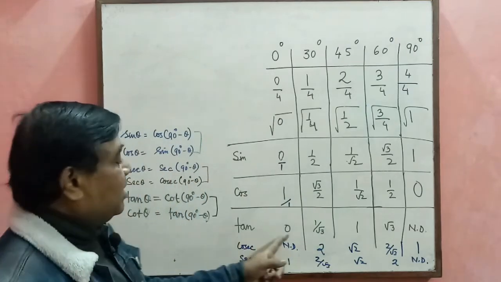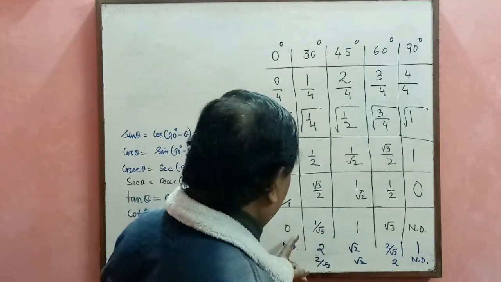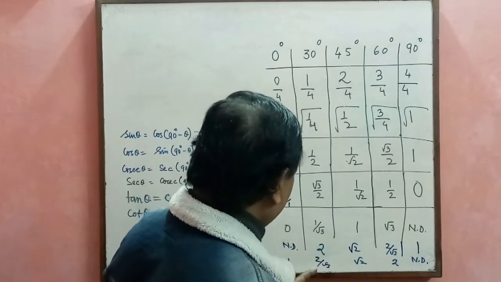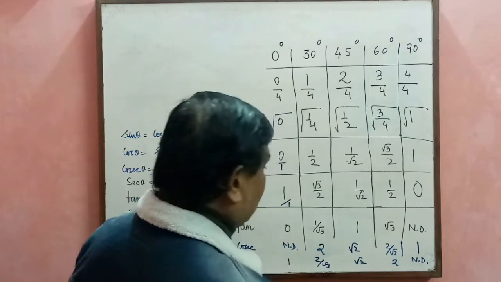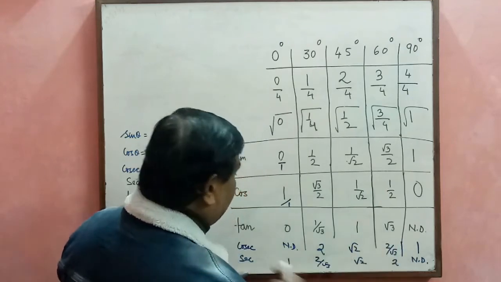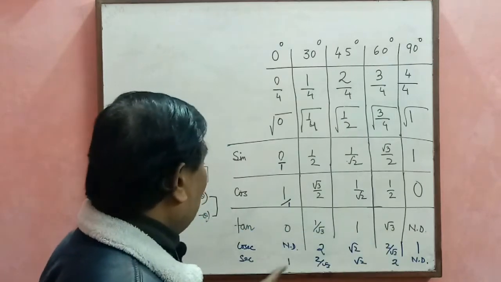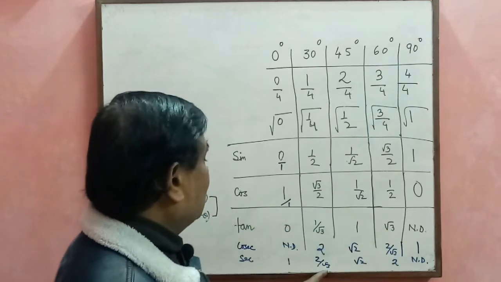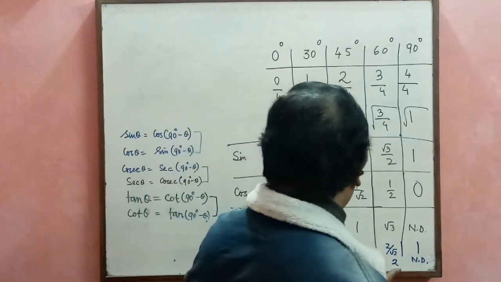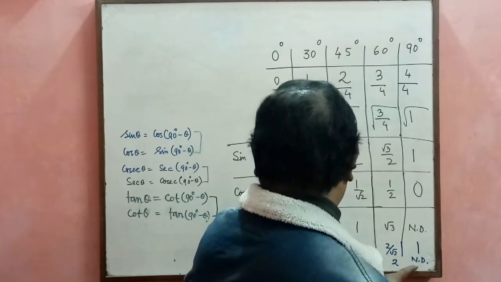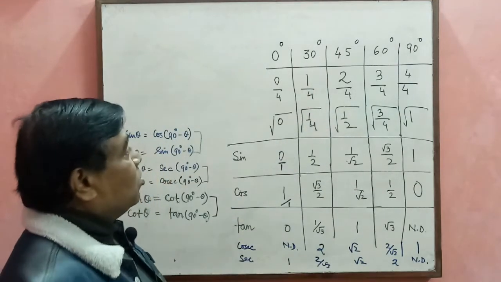Similarly, for cot we can easily take the inverse of tan, or if we reverse this one, then also we will get cot. That means cot 0 degree not defined, cot 30 degree root 3, cot 45 degree 1, cot 60 degree 1 upon root 3, and cot 90 degree 0.